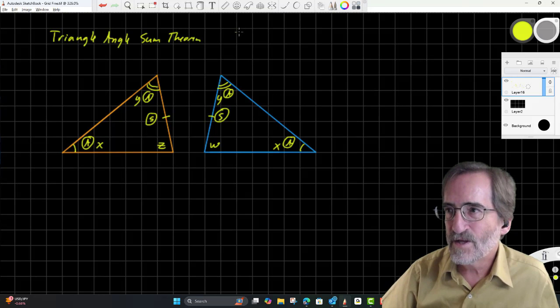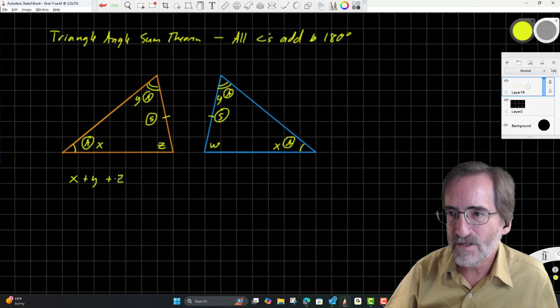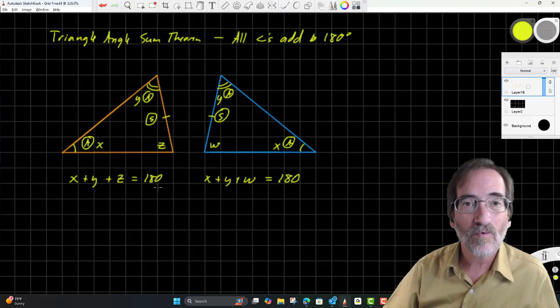And it says that all the angles add to 180 degrees. Okay? So that is to say, for the orange triangle, X plus Y plus Z equals 180. For the blue triangle, X plus Y plus W, keep the order the same, equals 180. Now they both equal 180.